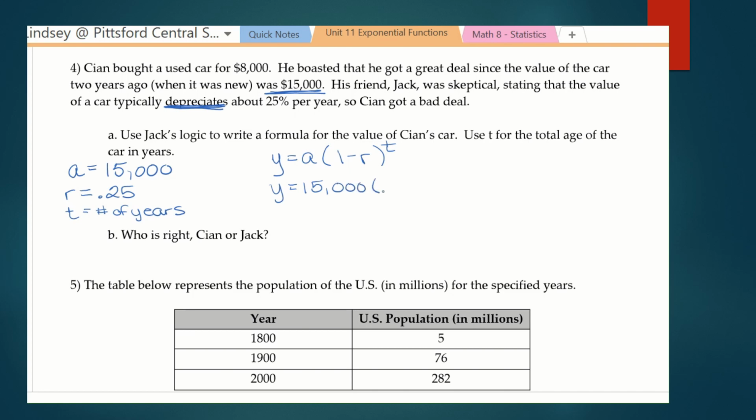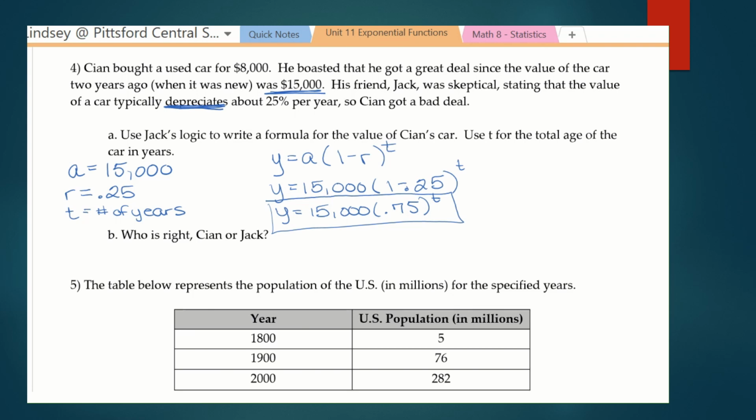A is 15,000, R is 0.25, and we're raising to the power of T. Simplifying this a little bit, 15,000 times 0.75 raised to the power of T. Okay, so here's our general formula. So depending on how many years since that car got on the road, we could see what its current value is. So who's right, Cyan or Jack?